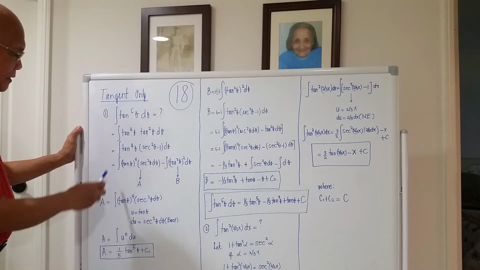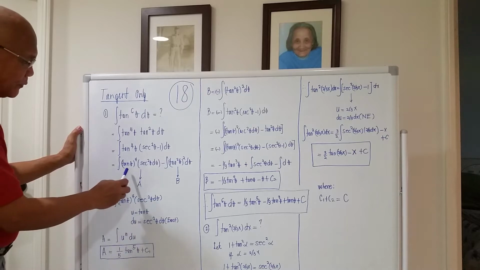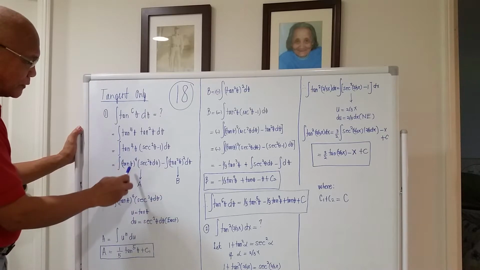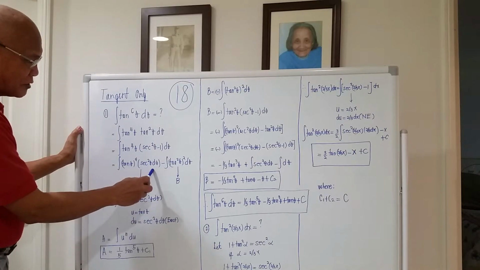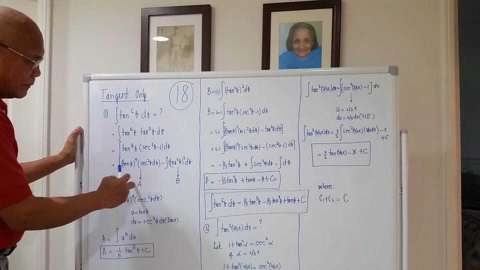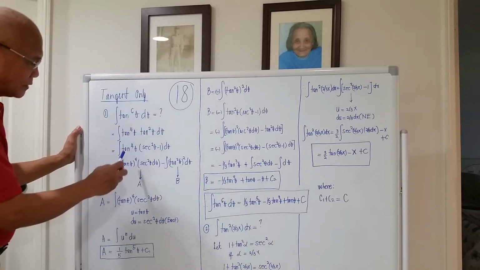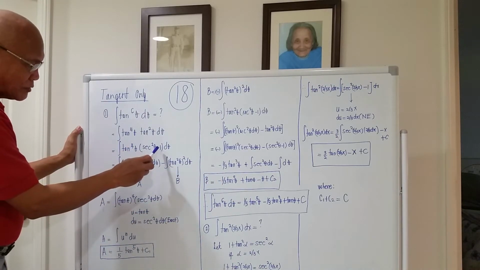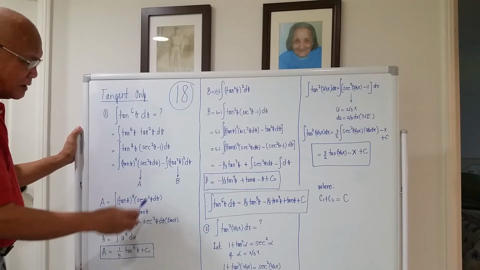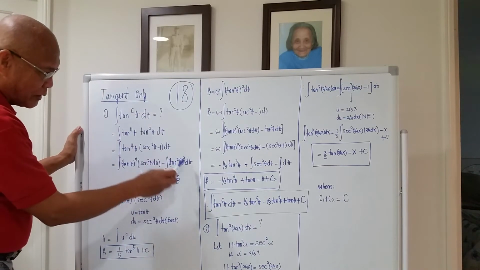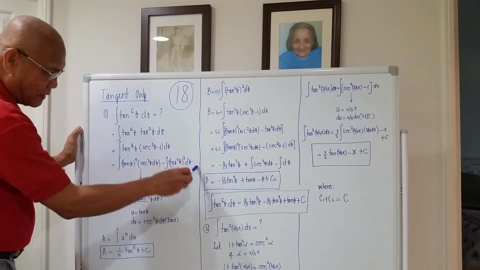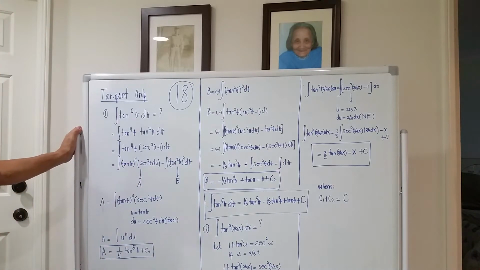Expanding, this should be equal to the integral of tangent to the 4th of theta, secant square of theta, differential theta. That's the first term after the expansion. The next term will be tangent to the 4th of theta times minus 1 times differential theta. This should be equal to the integral of tangent square, quantity square, differential theta.